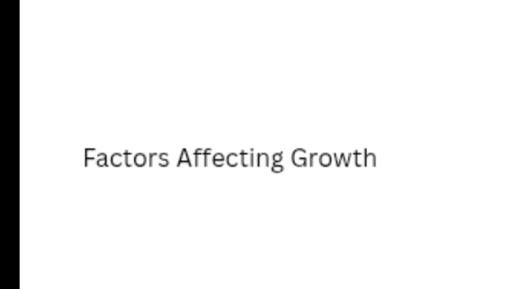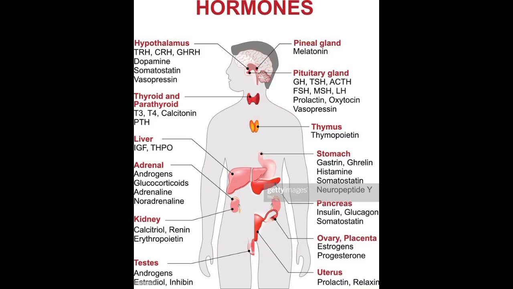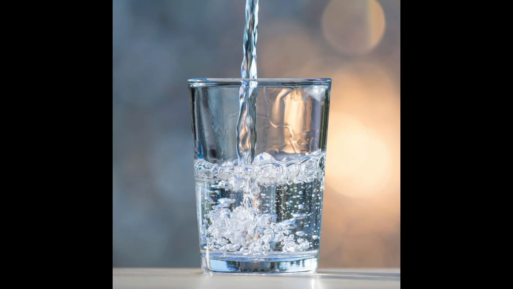Let's look at the factors affecting growth. Internal and external factors affecting growth include: the internal factors include hormones, example, growth hormones in animals, auxins in plants. And then 2, genes, which are inherited growth potential. The external factors affecting growth include nutrients, water, light, especially in plants, oxygen for respiration, and temperature.